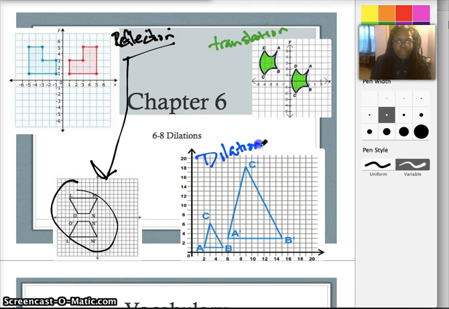Dilations are when you can increase the size or shrink the size of something, kind of like your pupils get dilated, same thing with these images. So what we're talking about today is dilations.